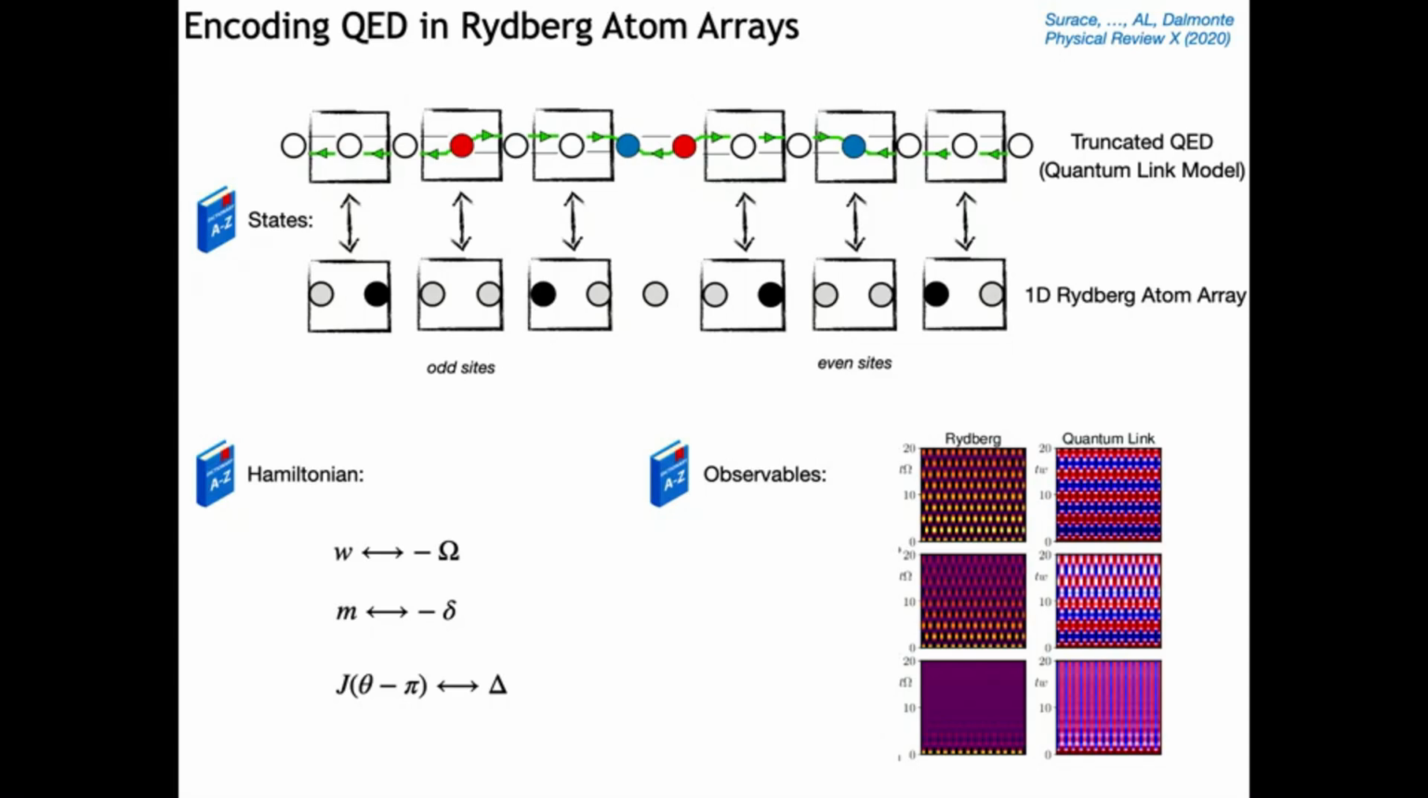And also the observables have a nice mapping, so you can simulate both sides of this analogy and check that there is a correspondence between, for example, natural observables in the gauge theory, the charge density or the electric field profile, the electric field density. They map to expectation values of suitable spin operators in the Rydberg atom array.